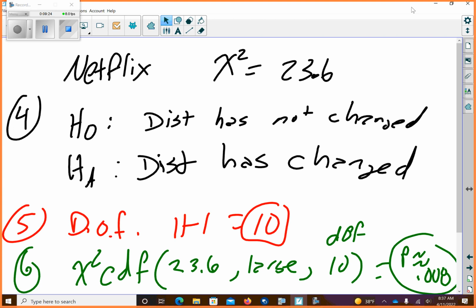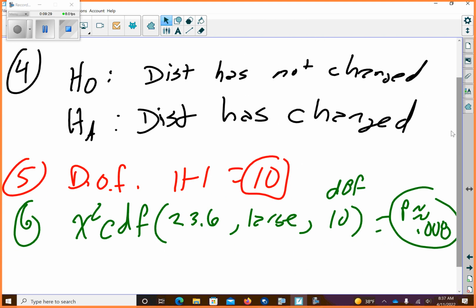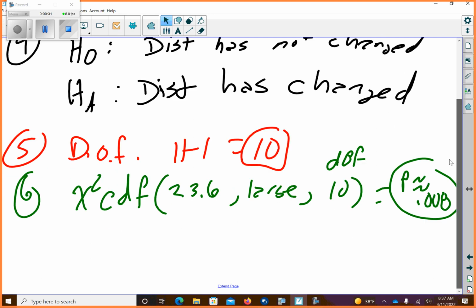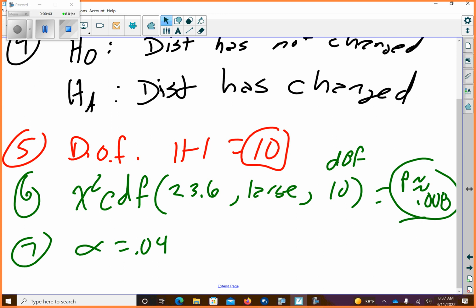Okay, and then they tell us to use a little bit different information. Number 7 says use an alpha value of 0.04 and base it onto this. Okay, so what conclusion? So they're telling us we want to use this alpha value. Again, this is people who are looking at your stuff and saying, hey, we're seeing this, we're seeing this, we're seeing this. Okay, 0.04.